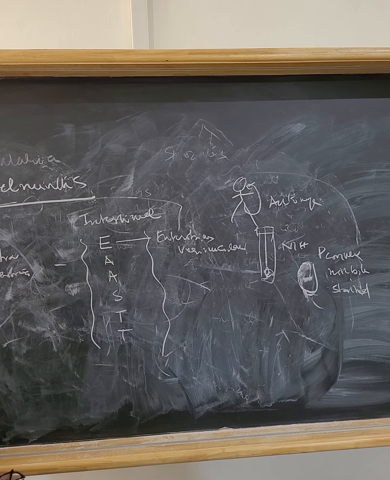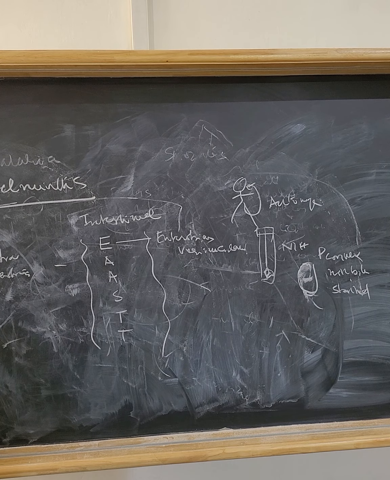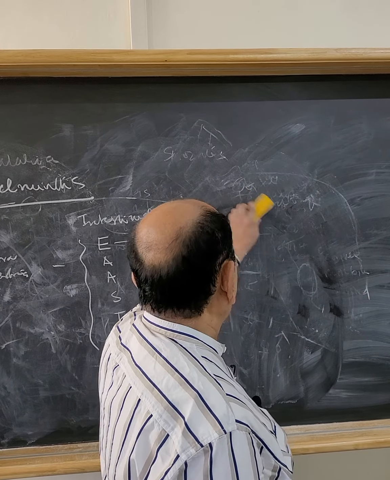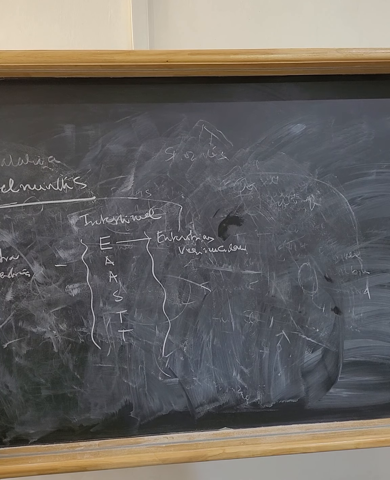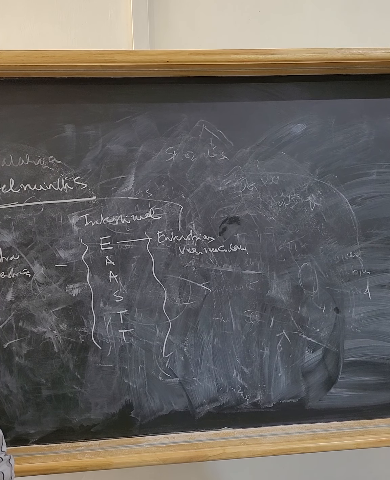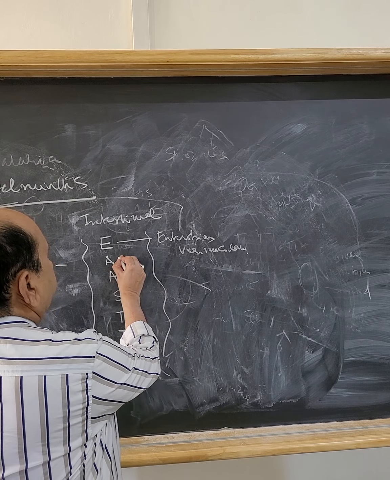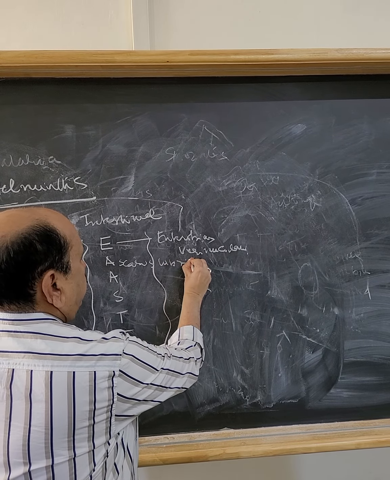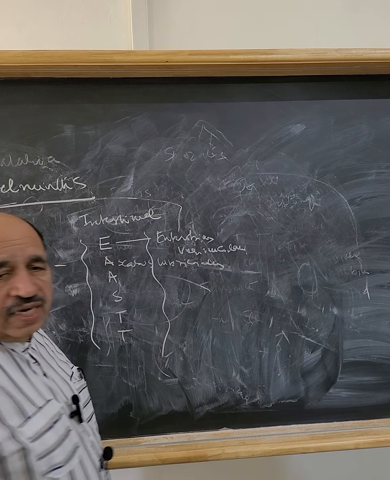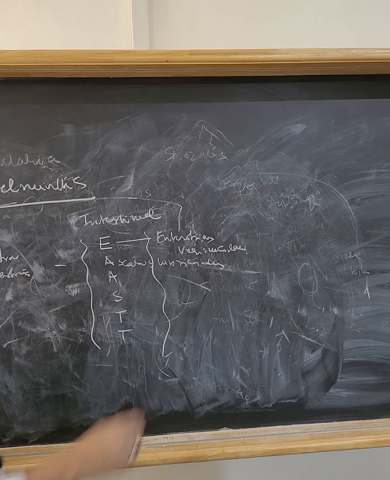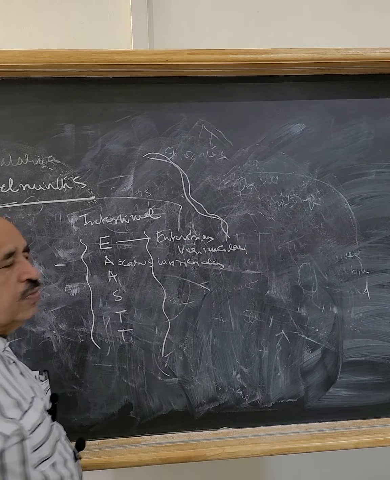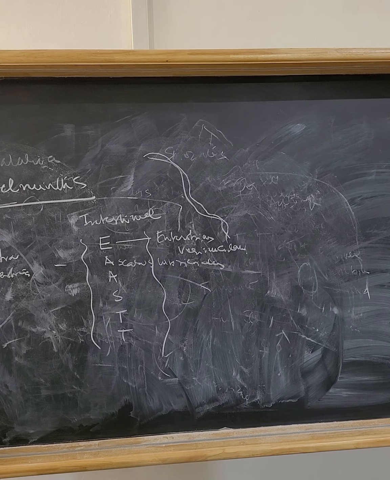Next is Ascaris lumbricoides, roundworm. Because it is round in shape, that's why it's called roundworm.